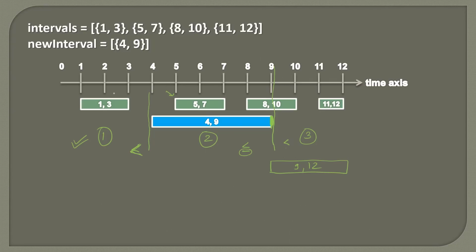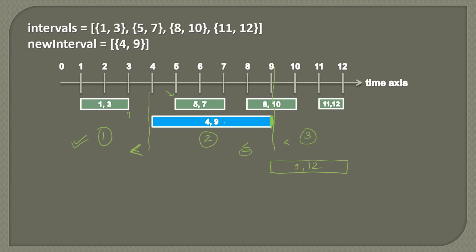For region 1, all the intervals' end time should be less than the new interval's start time. So they will completely belong to this area and they will be non-overlapping. In this region they will overlap. So we simply have to check that the interval's start time is less than or equal to the new interval's end time. If that is the condition, they still overlap and we have to merge them.